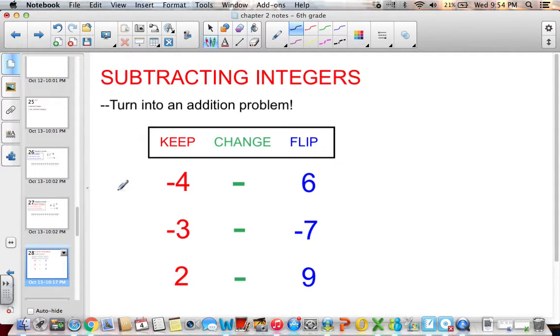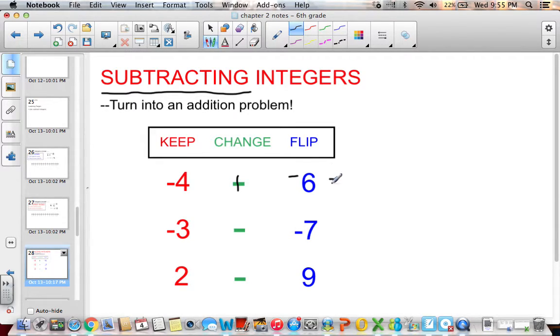So when we subtract, this is what you want to write down in your notebook: we are going to turn it into an addition problem. Every time we're subtracting integers, all we can do is change it to addition. I know that you've seen keep, change, flip before, but this is what we're going to do only when we are subtracting. Not when we're adding, not when we're multiplying, not when we're dividing integers, just subtracting integers. We keep the first number, we change the second number to addition, and then we flip our numbers. So we find the additive inverse and we flip it, or basically make it opposite.